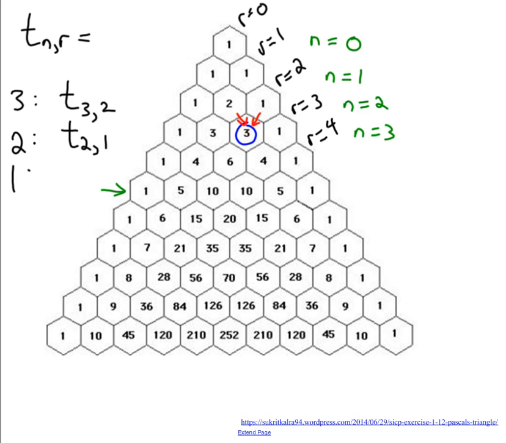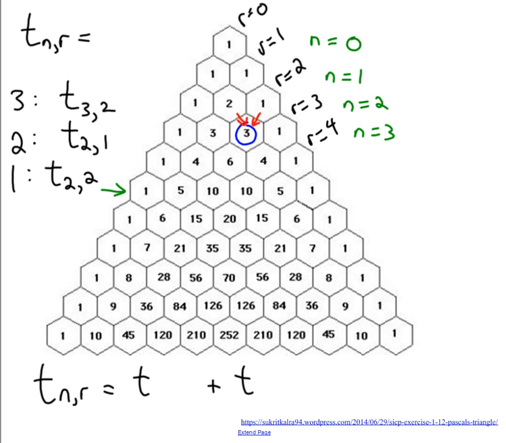The 1 would have general term notation, n is 2 and r is 2. All right, so maybe the picture is starting to form here. To describe any particular number in the array, to get T n,r, it looks like we're taking two terms. We're adding two terms together, so we can set it up like this.